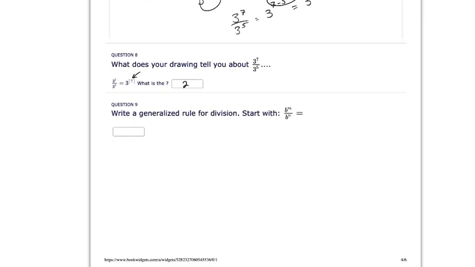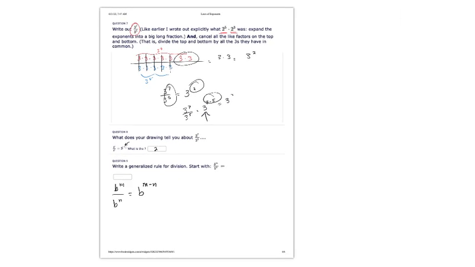So if we start with b to the m over b to the n, the answer is b, in our case it was a 3 up here, to the m minus n. Subtract the two exponents. We already had a rule for division. We had this rule where you just subtract them.